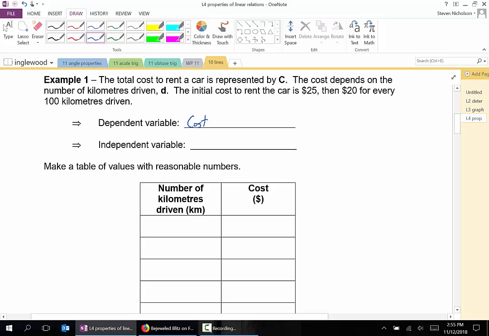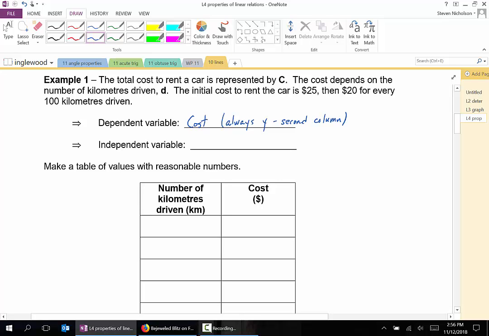In this one, the dependent variable is the cost. The cost of renting a car depends on how far you drive. The more you drive, the more it costs. The less you drive, the less it costs. So cost is our dependent variable, and the dependent variable is always the y coordinate. It is always the second column in a table of values.